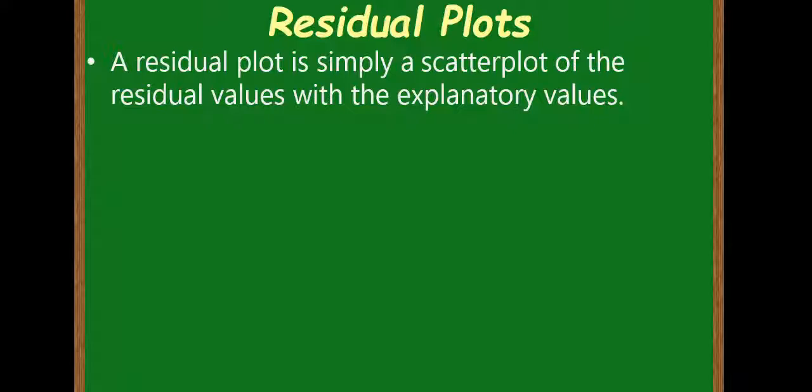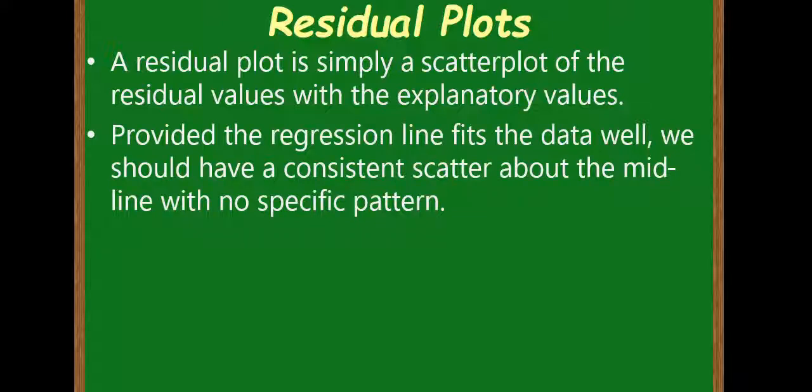So continuing on, a residual plot is, like I said, a scatter plot of the residual values with the explanatory values. We do use the x coordinates that are listed, and then we plot the residual for each of the y coordinates. Provided the regression line fits the data well, we should notice that there is a consistent scatter about the midline with no specific pattern. So what we're looking for when we observe a residual plot is a nice clear balance of just random points on both sides of the midline of the graph.